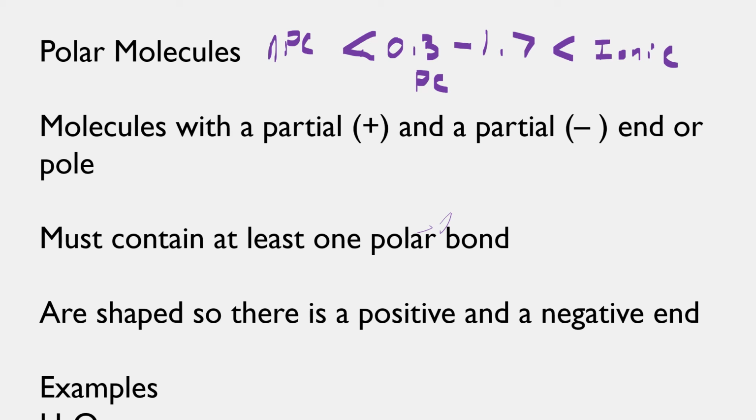We got to talk about looking at entire molecules. So molecules with a partial positive and partial negative end, or pole, are polar molecules. They have to contain at least one polar bond. So H2O is a good example of this. So we have our O, we've got our H's here. There's my unshared pairs.